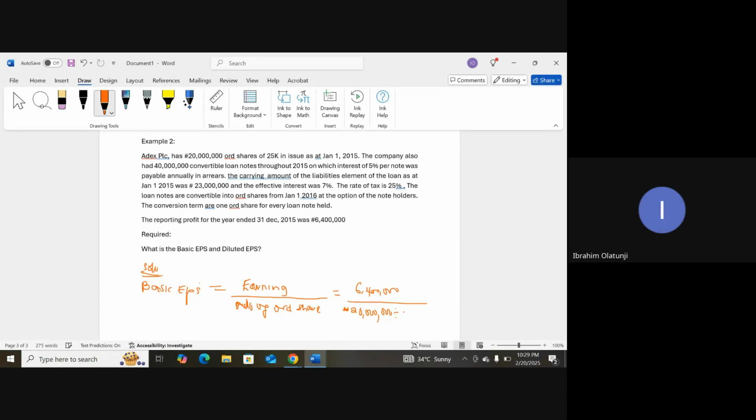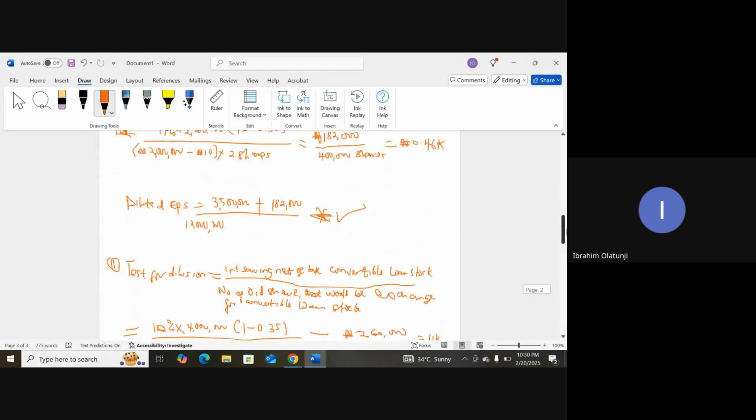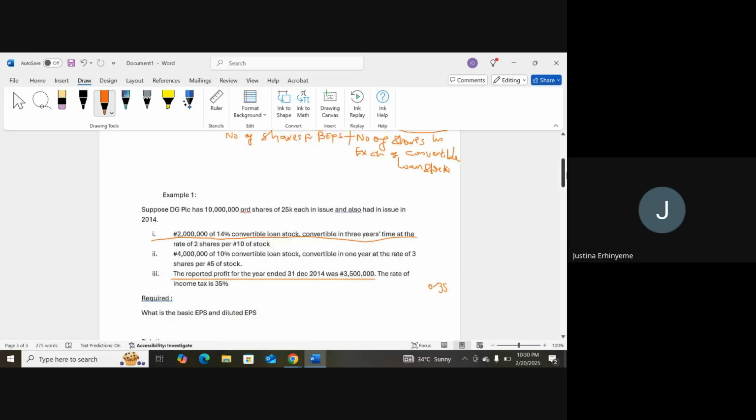So 20 million divided by 25 kobo to know the number of shares. The one I gave last time is different from this one. This one carries value. This is actually the value of the ordinary share, the nominal value of it. Then to know the number of shares, you have to divide to get the number. In the example we did earlier, the 10 million ordinary shares was the number of shares, not value.